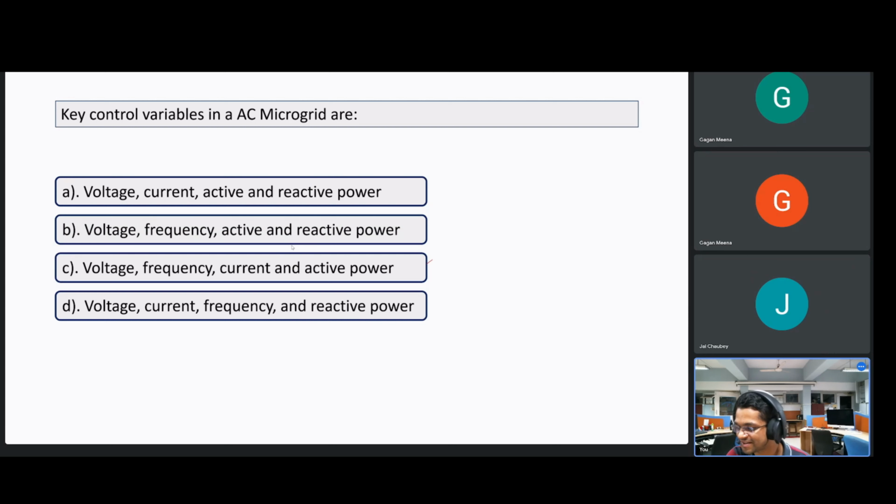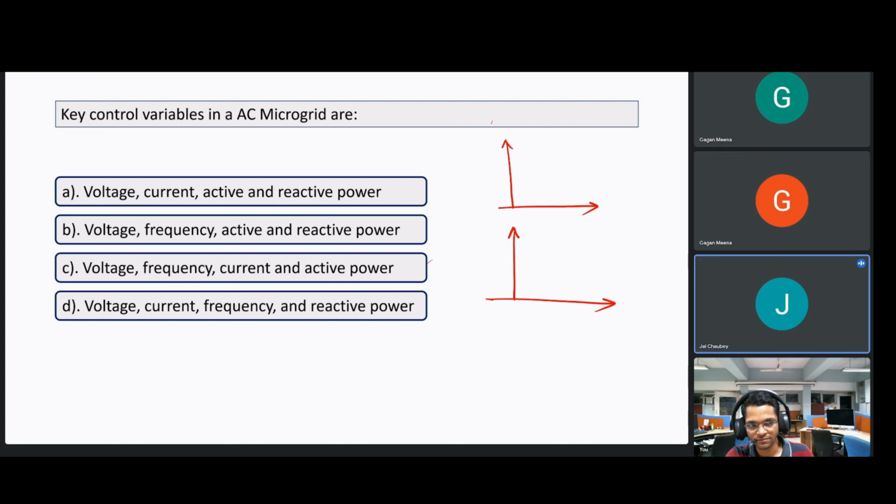So this is for DC. Now for AC, which one will be the correct option? For AC we talked about two characteristics. We are only talking about key control variables now. For an AC grid, all are required: active, reactive, voltage, frequency. Yes, correct. So what are the two droop characteristics that we use for an AC microgrid?